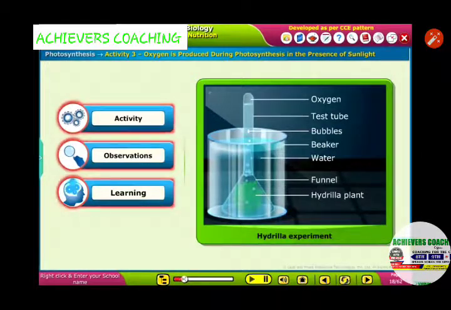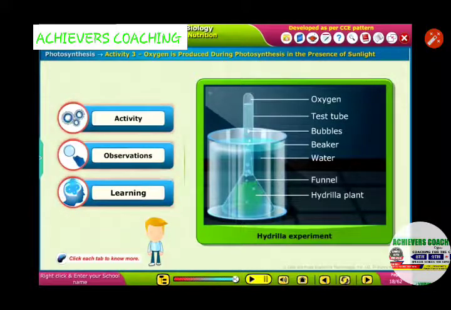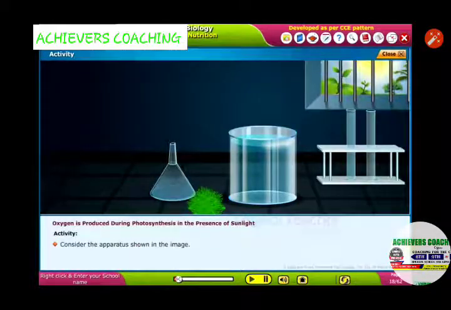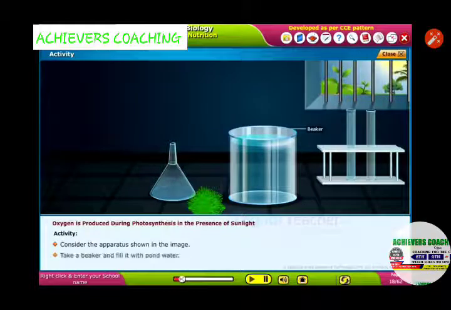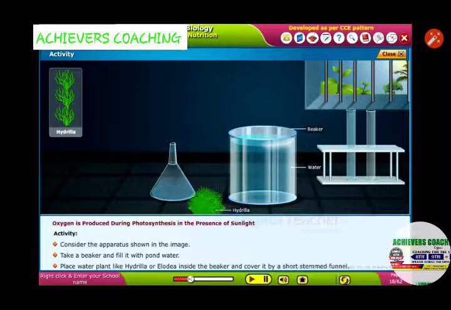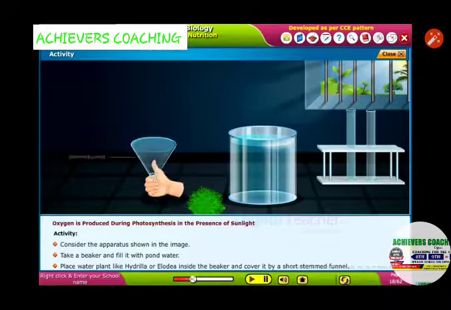Here, let us perform an activity to understand how oxygen is produced during photosynthesis in the presence of sunlight. Click each tab to know more. Consider the apparatus shown in the image. Take a beaker and fill it with pond water. Place a water plant like hydrilla or elodea inside the beaker and cover it with a short stem funnel.